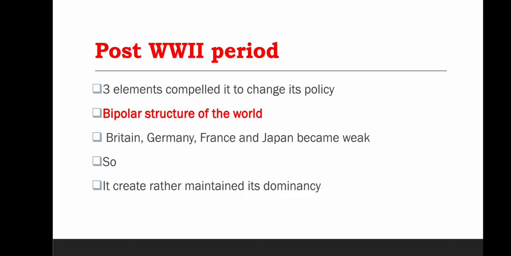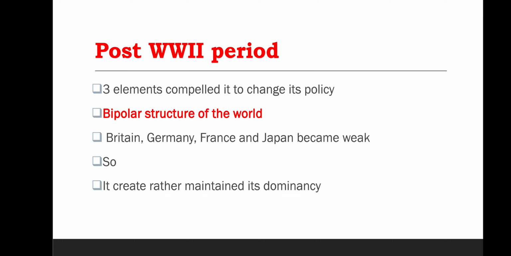The second phase is the post World War II period, mainly called the Cold War era. In this era, three important elements compelled America to change its foreign policy after World War II. The first is the bipolar structure of the world. The world became bipolar with the emergence of the USSR as a superpower, with America on one side as the champion of capitalism and the USSR as the champion of communism.